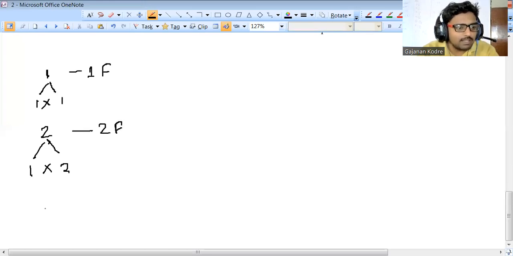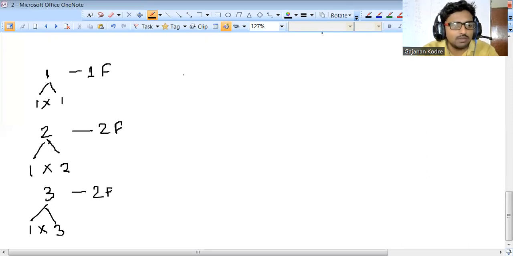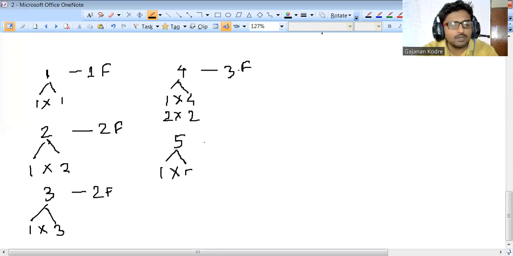Number 3 comes in 1 table as well as in 3 table. So it has only 2 factors. Number 4 is divisible by 1, divisible by 4, divisible by 2. Yes, 2 twos are 4. So it has 3 factors. 4 has 3 factors. Then number 5 is divisible by 1 as well as 5 only. So it has 2 factors.